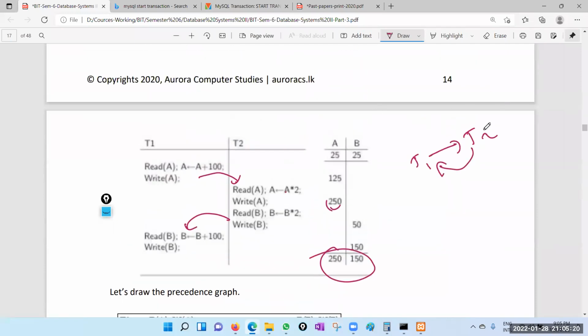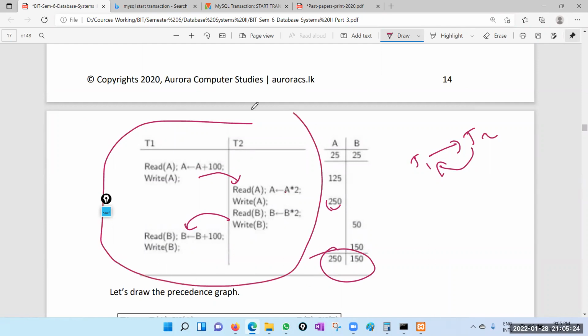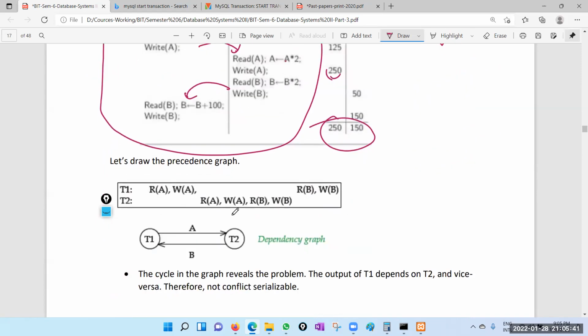So this is having a cycle. So therefore this schedule is not conflict serializable to any of the serial schedules. So this is not valid. So this is not going to work because we have cycles. Okay, T1 to T2, T2 to T1.